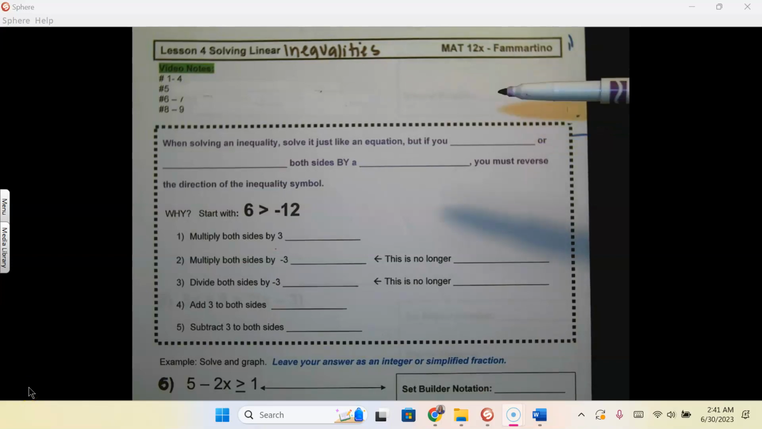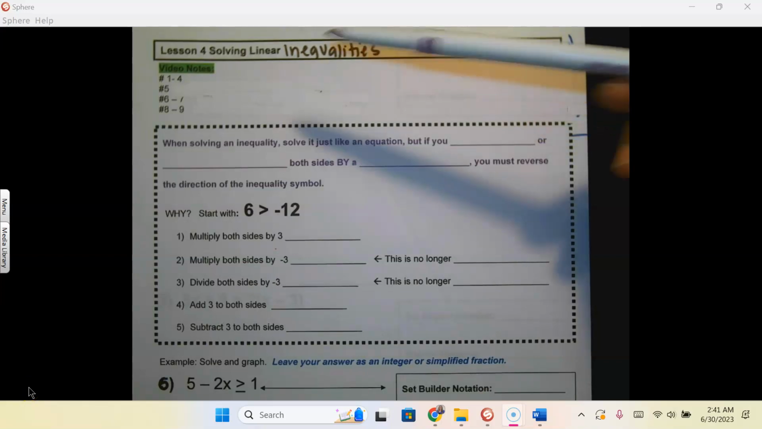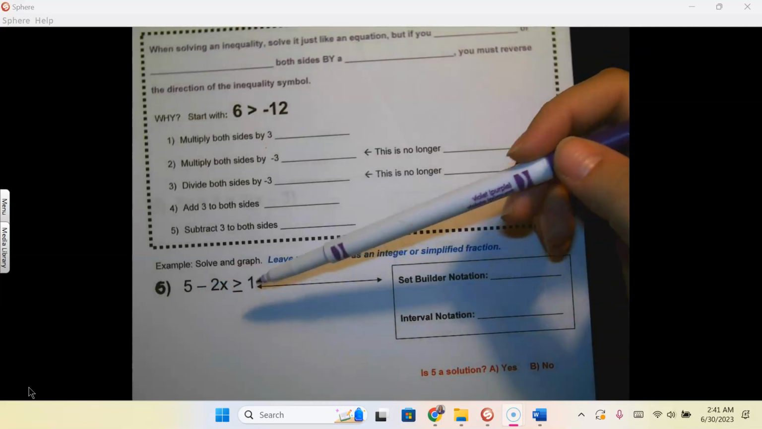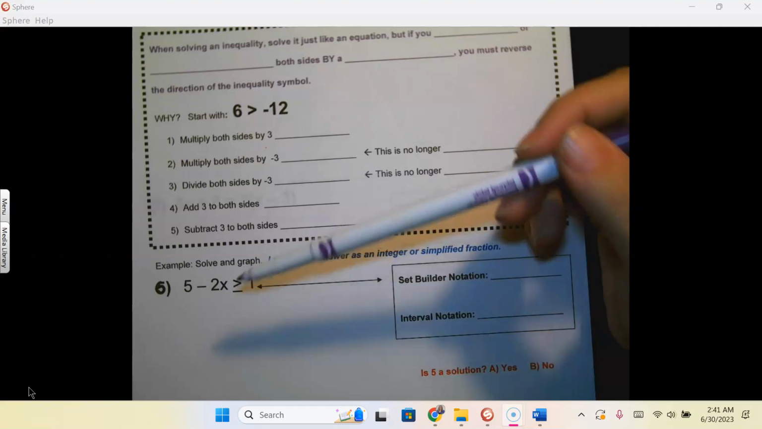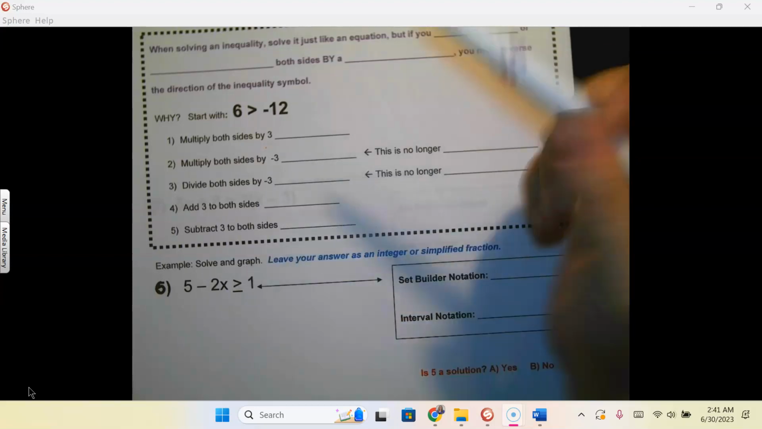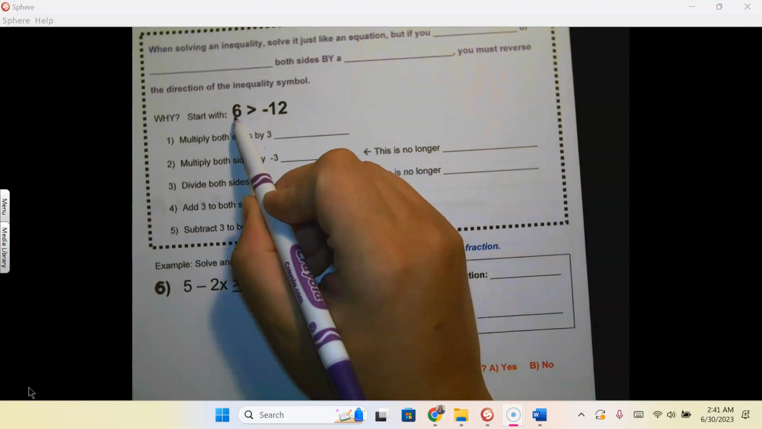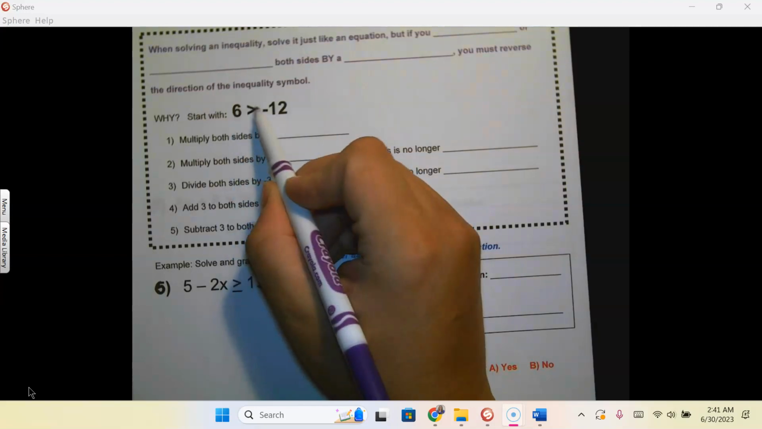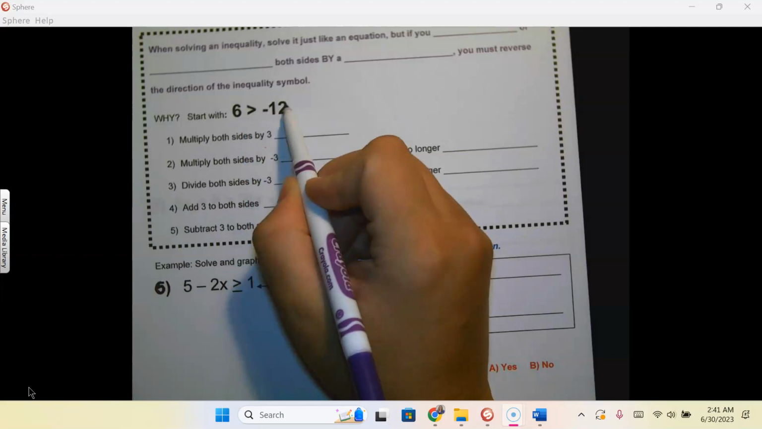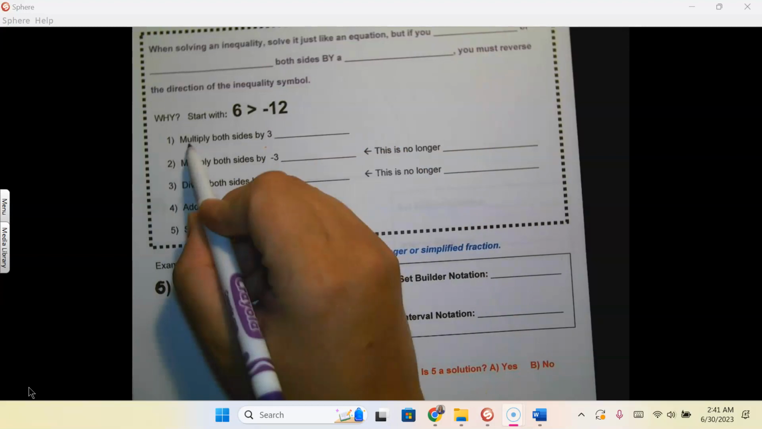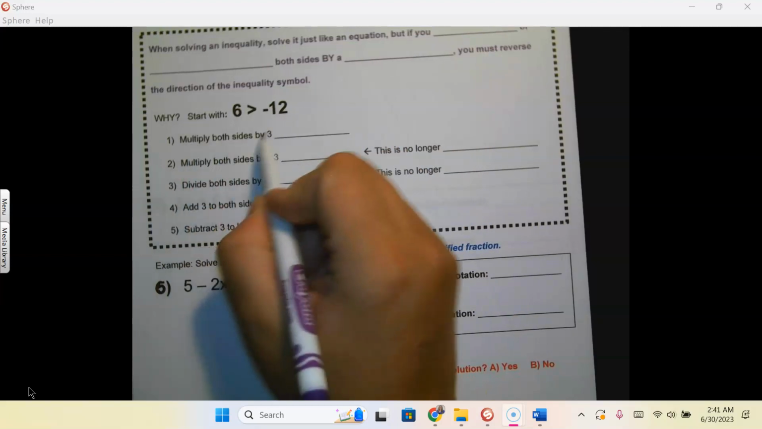In this video, we are going to discuss how to solve linear inequalities. Before we talk about what to do, I want us to understand why we're going to do what we're about to do. First, let's start with this inequality here. 6 is greater than negative 12. That's a true statement. So let's see what happens if we multiply both sides by 3.